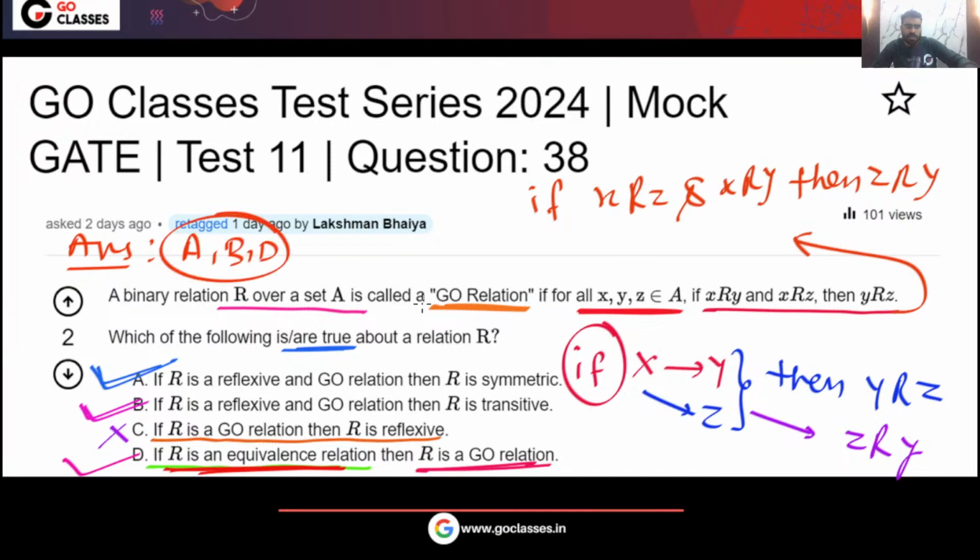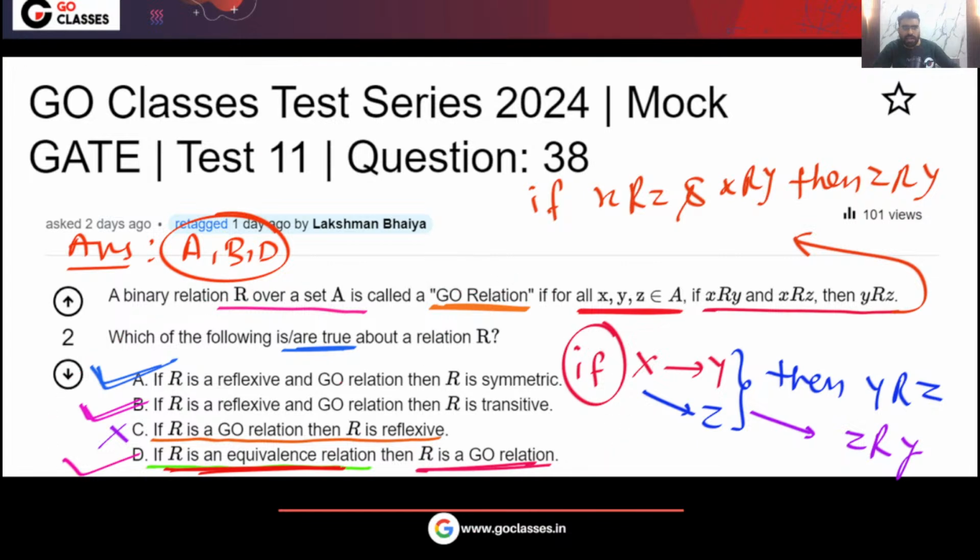Okay, this is a very beautiful question and it is very similar to a GATE 2021 question. In GATE 2021, there was a question on circular relation. Does anyone remember this? So this is a very similar question to that. Remember, this is a very beautiful question.